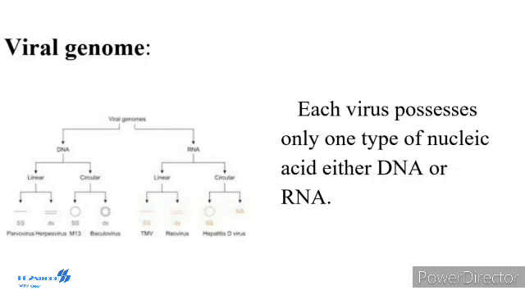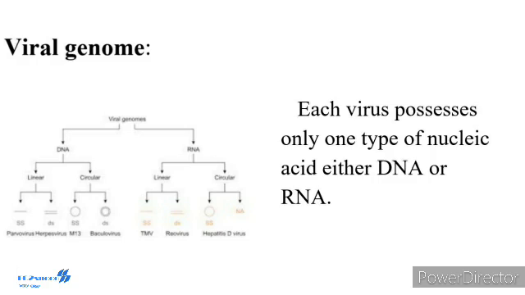Viral genome. Each virus possesses only one type of nucleic acid, either DNA or RNA. The nucleic acid may be in linear or circular form. Generally, the nucleic acid is present as a single unit, but in wound tumor virus and influenza virus, it is found in segments. The viruses possessing DNA are called deoxyviruses, whereas those possessing RNA are called riboviruses.